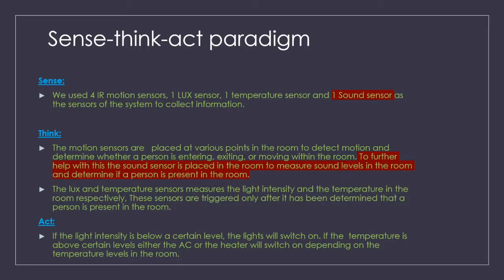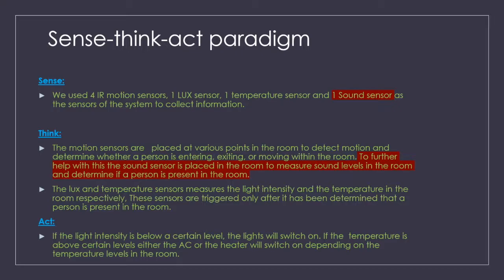For the thinking process, the motion sensors were placed at various points in the room to detect motion and determine whether a person is entering, exiting, or moving within the room. To further help with this, we added the sound sensor and placed it in the room to measure sound levels and to help determine if a person is present in the room.